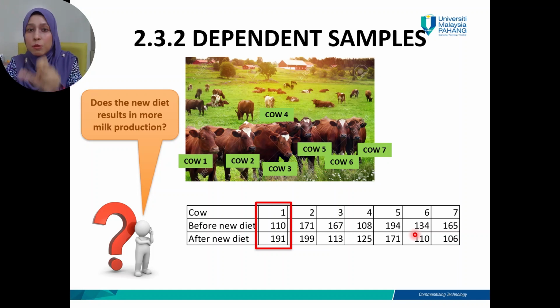Now let's take a look at what are the formulas that Pak Mail can use to estimate the differences of the milk production before and after the diet. He wants to know from this sample, how will the diet result for the whole population? How will the result be for the whole population?